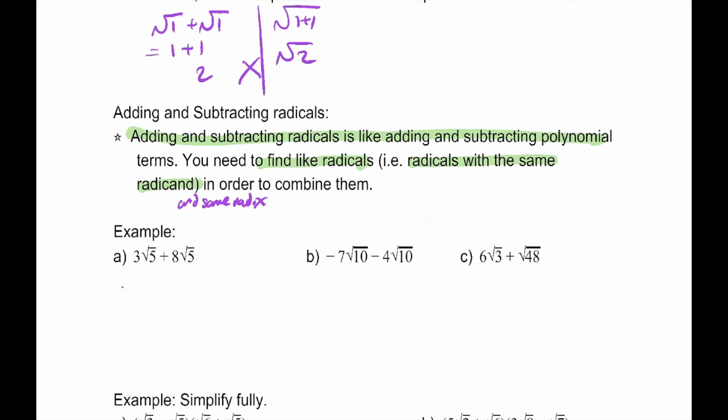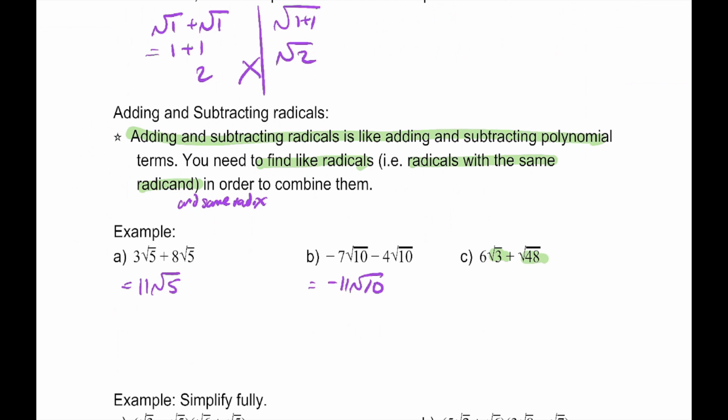So in this case, 3 root 5 plus 8 root 5 is a like radical, so we just add the coefficients, just like with polynomials, and this is going to be 11 root 5. For example B, again we have like radicals, root 10, so negative 7 minus 4 is negative 11 root 10. And the last example, it looks like we can't add them because the radicands are different, so they don't look like like radicals.